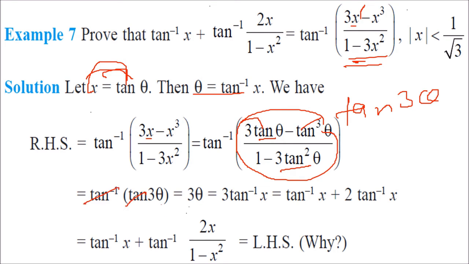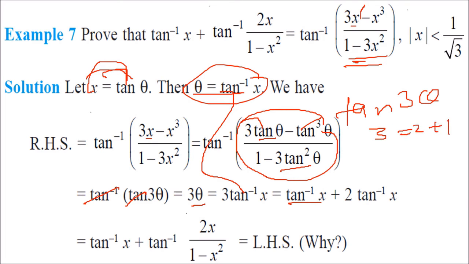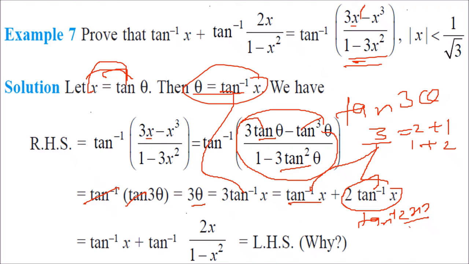This tan inverse gets cancelled. 3 theta. Theta is what? Tan inverse x. This is 3 tan inverse x. And 3 tan inverse x can be written as, like 3 can be written as 2 plus 1 or 1 plus 2, similarly 3 tan inverse x can be written as tan inverse x plus 2 tan inverse x. 2 tan inverse x is nothing but tan inverse 2x by 1 minus x square, as we have just seen. We can replace like this. This is equal to tan inverse x plus tan inverse 2x by 1 minus x square. This is your left hand side.